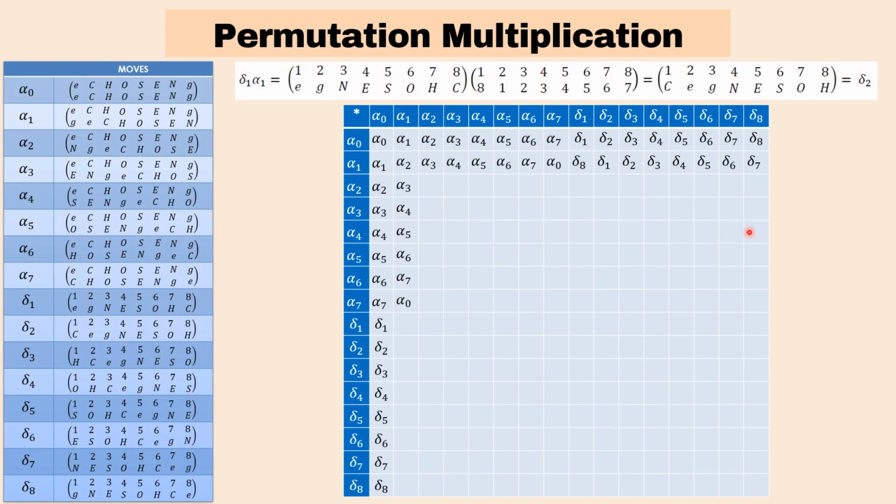So let's continue the permutation multiplication. Delta sub 1, alpha sub 1 is equal to delta sub 2. Since we changed the letters into numbers, we can now map it easily. So 1, 8, 8C, so 1C. 2, 1, 1E is 2E. 3, 2, 2G is 3G. So delta sub 1, alpha sub 1 is equal to delta sub 2.